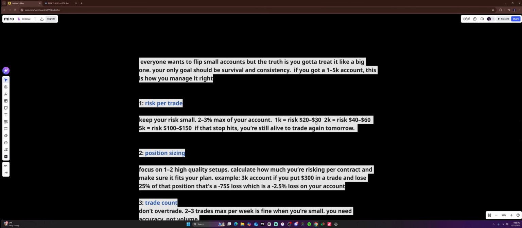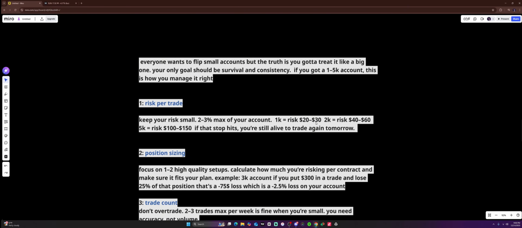Now, if you have a $5,000 account, you want to risk in between 100 to 150 bucks per day on a loss. If the stop hits, you're still alive to trade again tomorrow and you're all good. What most traders do is they have a 1 to 2K account and they put $800 into a trade. It's absolutely insanity. It's like you're putting your whole entire portfolio into one trade.